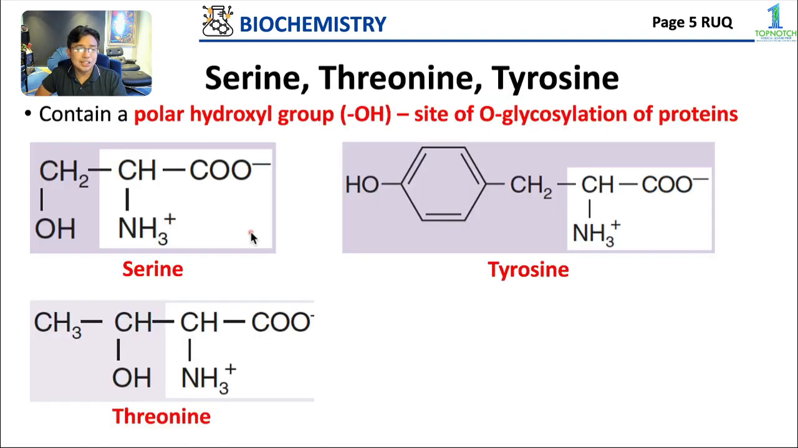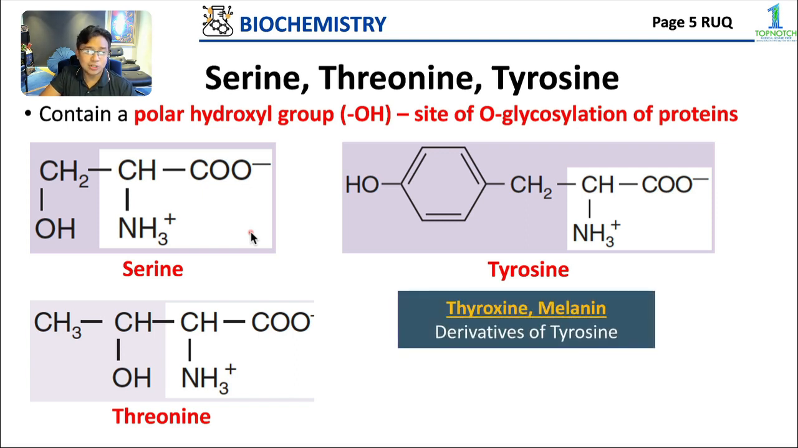Okay, we have here naman your serine, threonine, and your tyrosine. They are containing of OH or hydroxyl group. And they can be sites of O-glycosylation of your proteins. Take note that thyroxine and melanin are derivatives of your tyrosine.